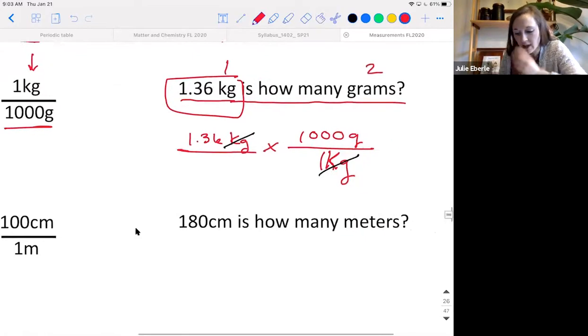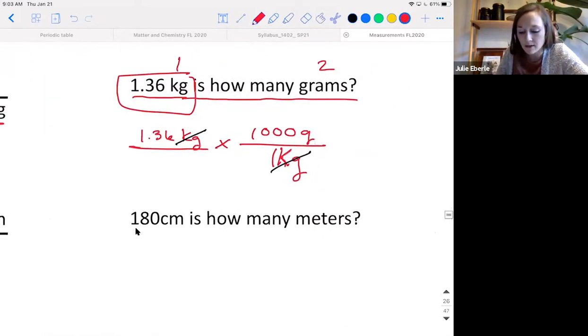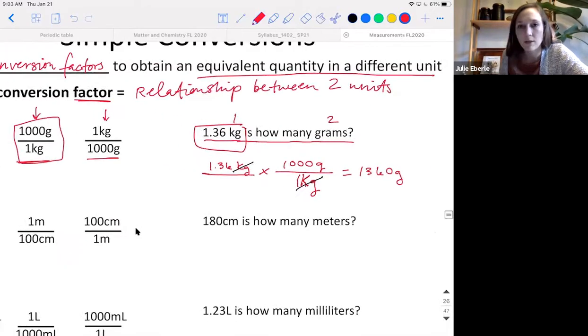Okay. So now I just do the math. How many grams is this? 1.36 kilograms times 1,000. You should get 1,360 grams. If I know that 1 kilogram is 1,000 grams, then I have 1,360 grams, okay? This is what I mean by a simple conversion, a 1-step conversion, okay?